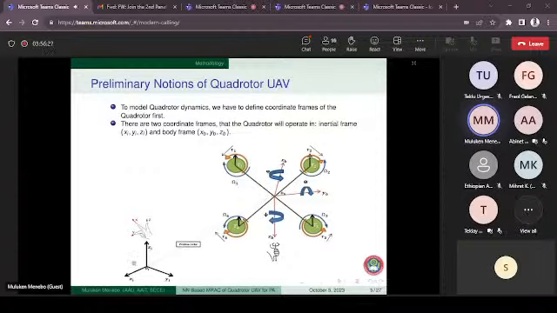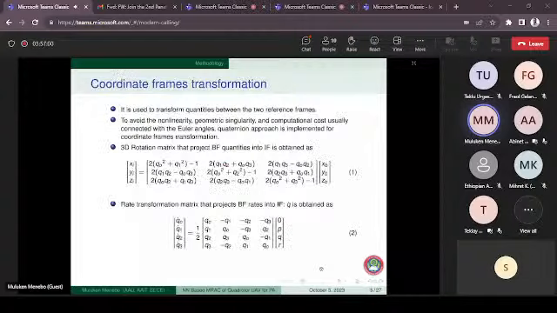The reason why we define these frames is because some built-in sensors measure their quantity based on their respective reference frame. For example, the IMU or inertial measurement unit, which is used to measure the orientation of the quadrotor, measures quantity based on the body frame. In the other direction, GPS, which is used to measure the position of the quadrotor, measures quantity based on the inertial frame. So in order to project quantities between the two frames, we use coordinate frame transformation. Coordinate frame transformation is used to transfer quantities between the two reference frames.